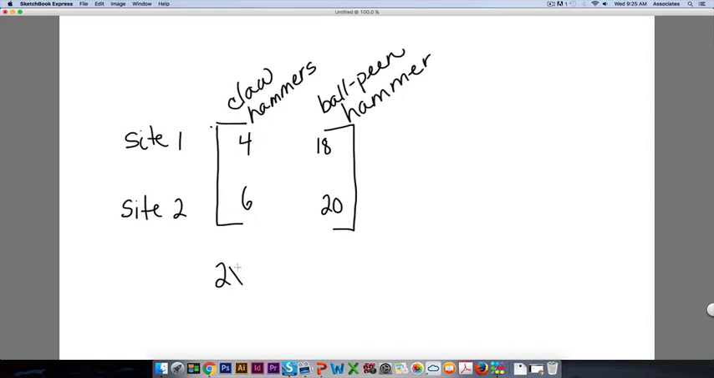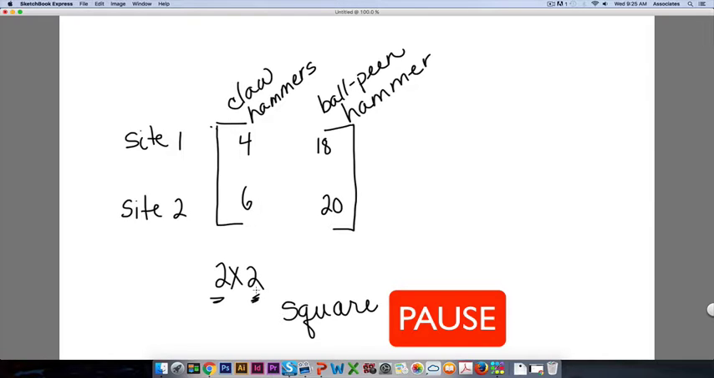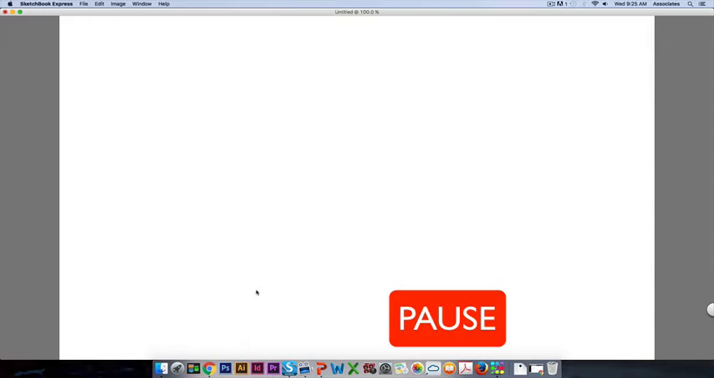It's still 2 rows by 2 columns in this case because it's what we call a square matrix. It's square because the number of rows equals the number of columns. Otherwise, if it's not a square, it's a rectangular matrix. So either way that you want to write the matrix is fine. So pause the video until students have gotten the information onto their note taker, and I'll meet you back here in a minute. Welcome back.